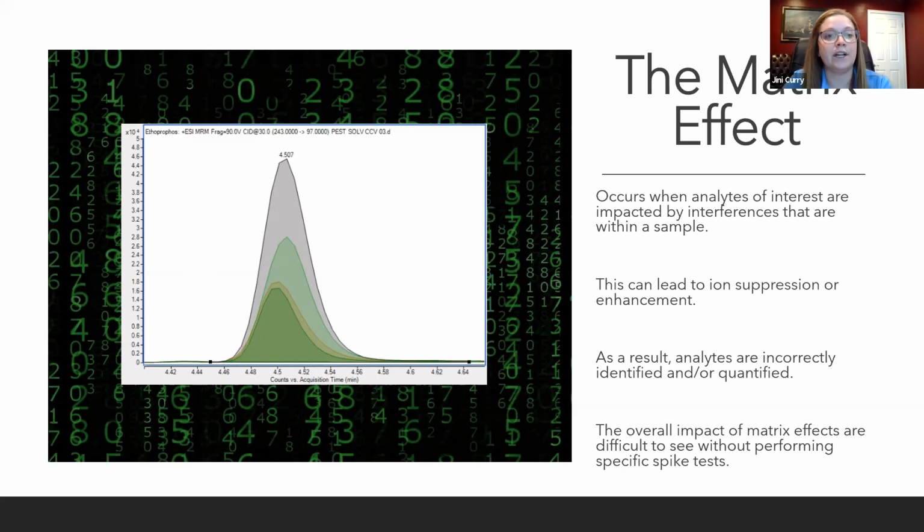So on the screen here, I have ethoprop, and this biggest peak here is going to be the recovery of ethoprop in solvent. And then you're going to see it in cannabis flower, you're going to see it in derivative product, and you're going to see it in hemp flower.